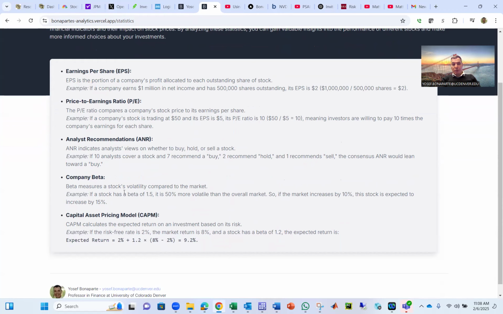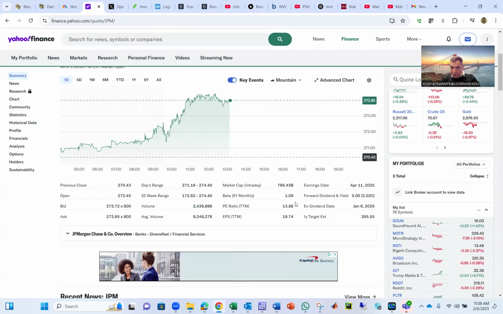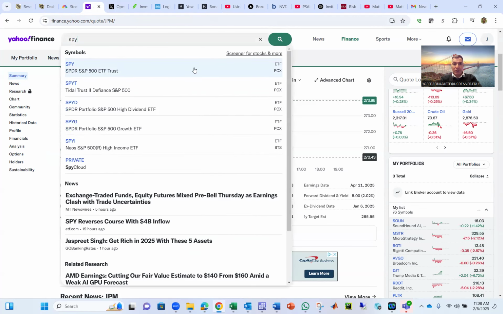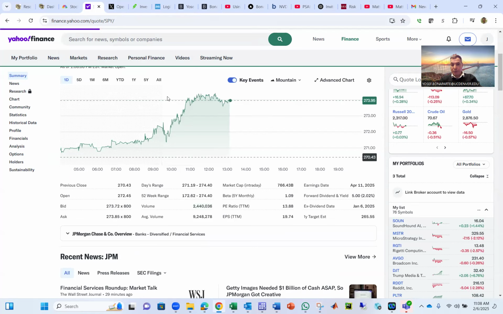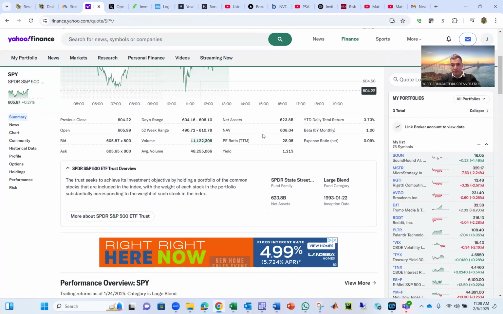Company beta. Well, company beta reflects the risk of the company. For example, JP Morgan's beta is 1.09. So what does that mean? This number means nothing on its own. Now I'm going to tell you what it means. By construction, the market risk is 1, which is the Spider, the S&P. We call it Spider. The beta for the Spider, which is the market beta, is 1. You can see that here. Beta for the market is 1.